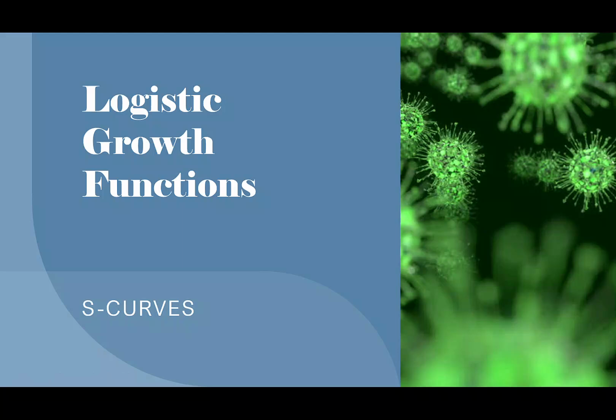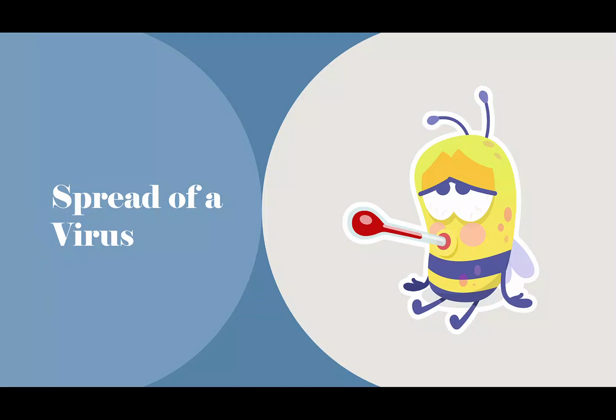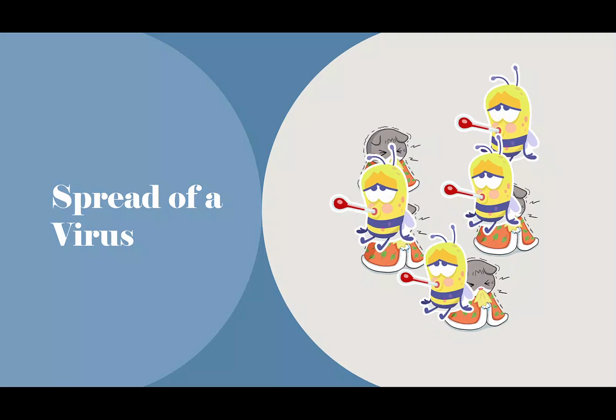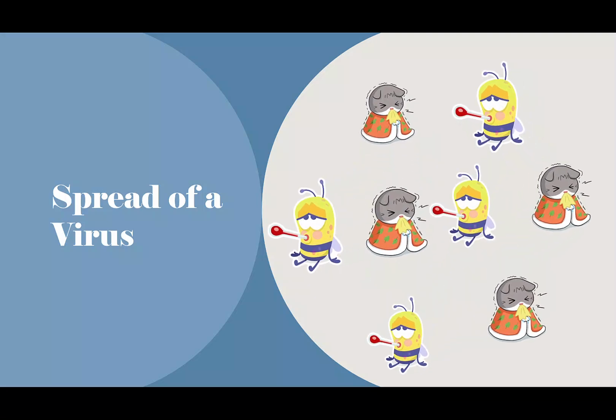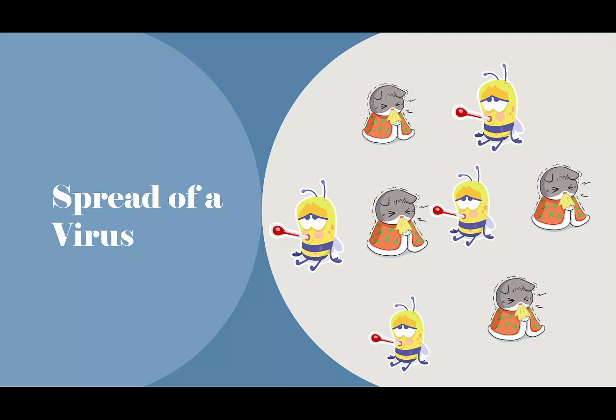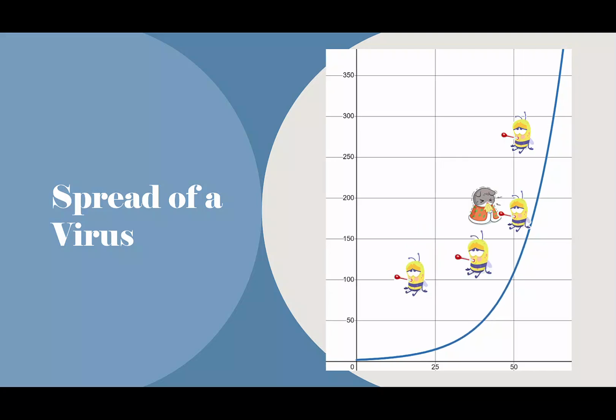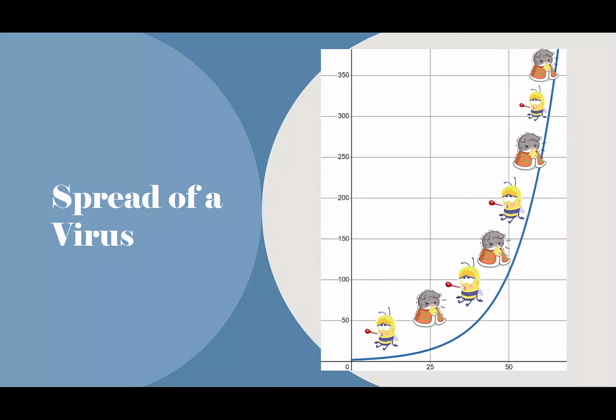Hi everybody, today we're going to talk about logistic growth functions, which are also called S-curves. To start, we're going to think about a spread of a virus. It usually starts with a few people and quickly spreads to more and more people in the population. So far, when we've been talking about modeling functions that spread quickly, we've said that they were exponential. Notice this graph looks like a J. If we try to model the spread of this virus using an exponential model, we would have a J-shaped curve.